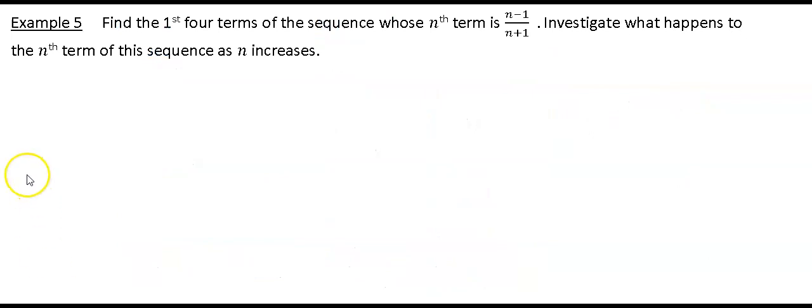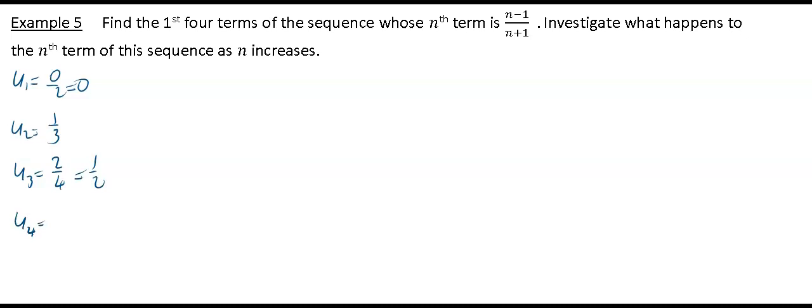Okay, in this example it says find the first 4 terms of a sequence whose nth term is n minus 1 over n plus 1, and investigate what happens to the nth term of the sequence as n increases. So again, just rattle through. u1 is just going to be 0 over 2, which is just going to be 0. Your u2 is going to be 1/3. Your u3 is going to be 2 over 4, which again is just a half. u4 is going to be equal to 3/5. And your u5 is going to be equal to 4 over 6, which is 2/3.